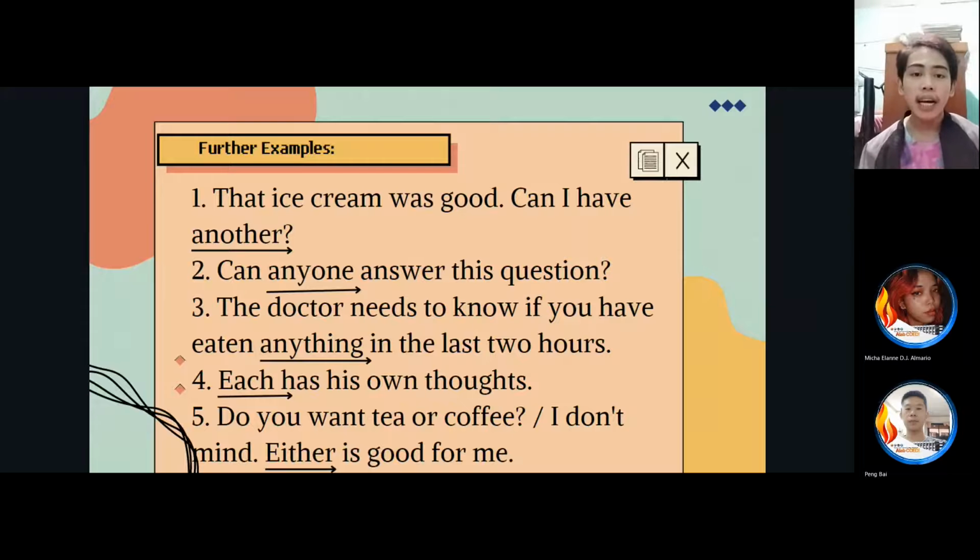Number four, each has his own thoughts. So the indefinite pronoun used is each, which means two or more people or things seen separately. Just like if I say each of the two of you has his own thoughts, right? Number five, do you want tea or coffee? I don't mind. Either is good for me. So either means one or the other of two people or things.